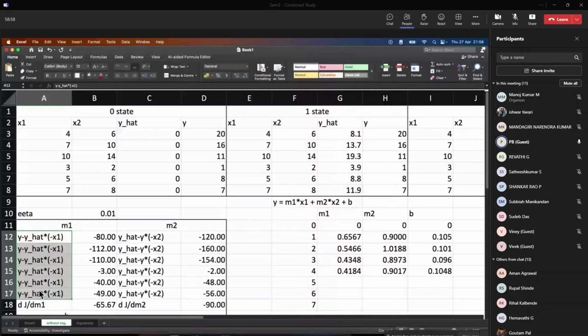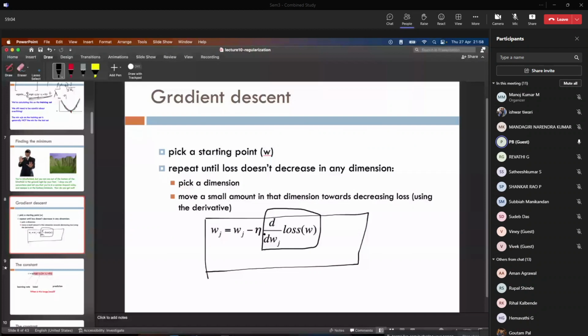So when I differentiate it with this, and I have, see, where do I find that gradient descent?